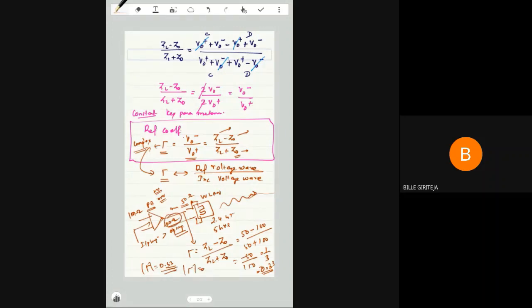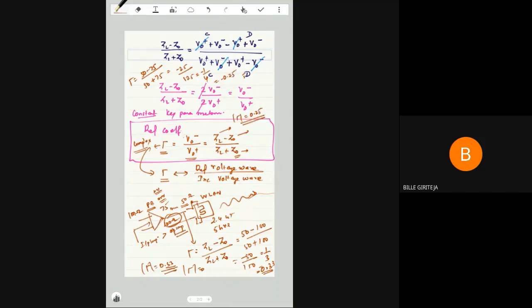So if you take 75, let us take, what is the gamma? So 75 minus 50, sorry, I should reverse, no, 50 minus 75. Okay, this is the load 50, and the line impedance is 75. So minus 25 by 125, this is minus 1 by 5, this is minus 0.2. Oh no, so how much is it? 0.25, no? Okay, so this is minus 0.25, so mod gamma is 0.25.